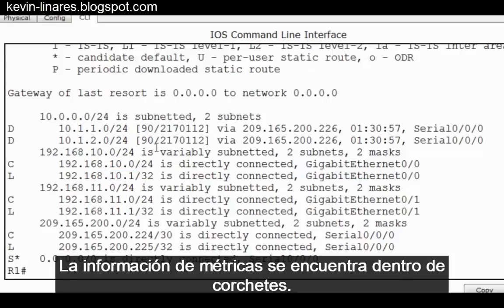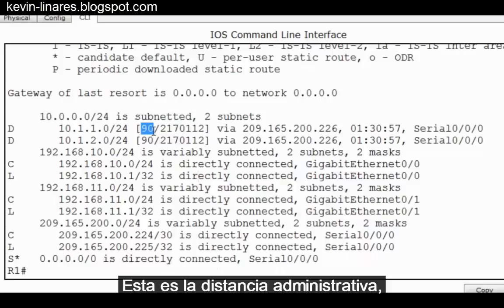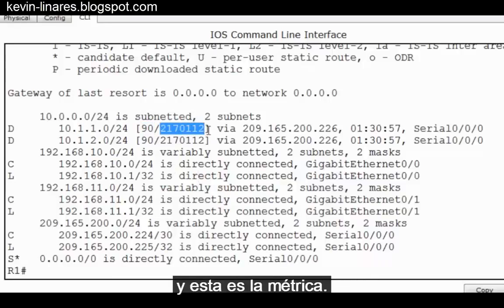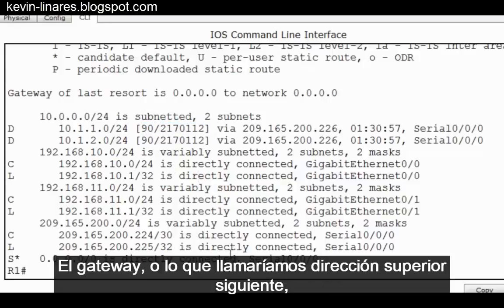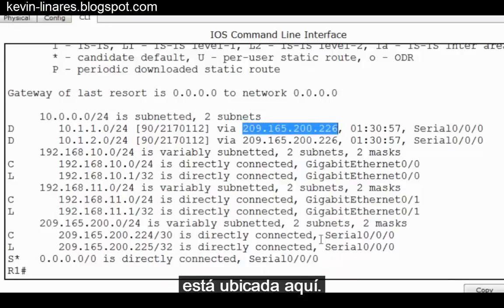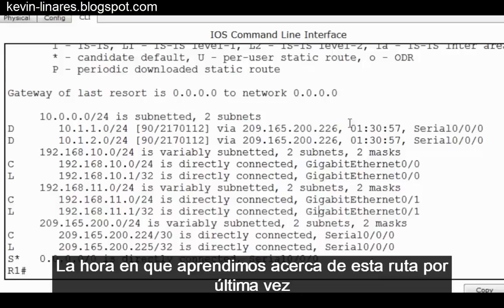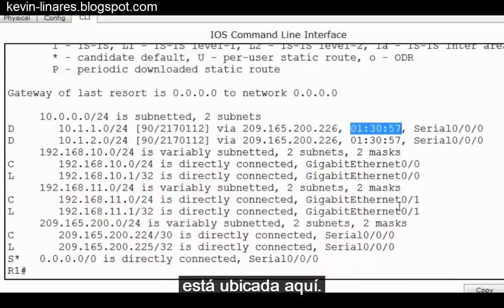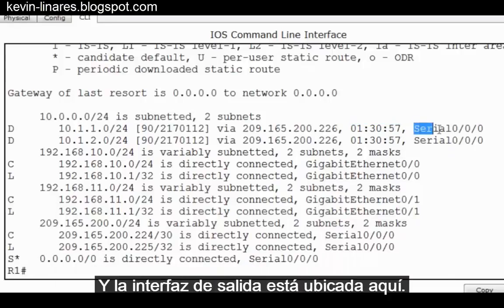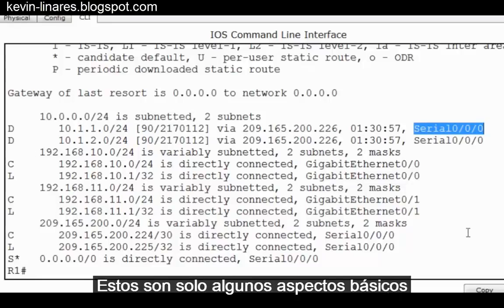The metric information is contained within the brackets. This is the administrative distance, and this is the metric. The gateway, or what we would call next hop address, is located here. The time since we've last learned about this route is located here, and the exit interface is located here. These are just some of the basics of a router IPv4 routing table.